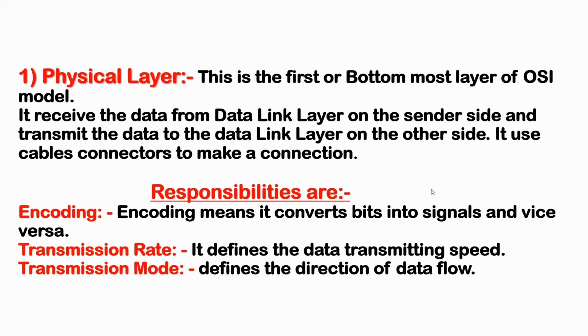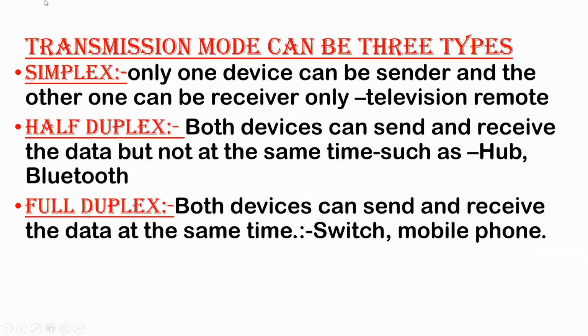Yeah, clear. So when we talk about transmission mode, we can say we have three types: one is simplex, second is half duplex, and third is full duplex. Simplex means only one device can be the sender and the other one is the receiver. If we have two devices and one is a sender and the other is a receiver, this is simplex mode.